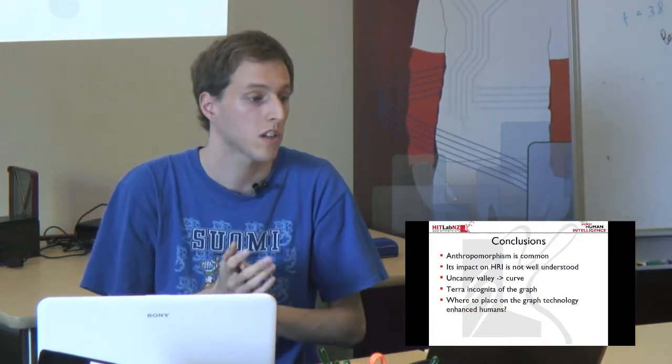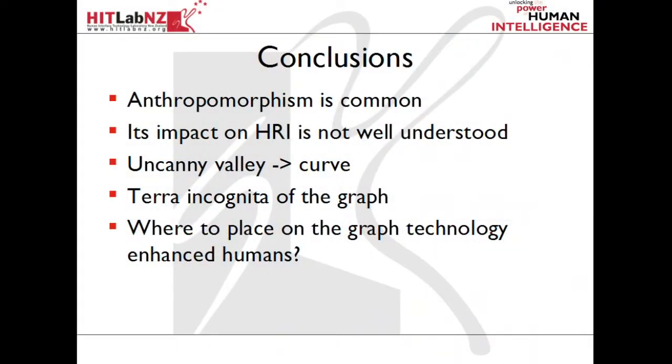So as a conclusion, anthropomorphism is a common phenomenon. Its impact on HRI, however, is still not well understood, in the sense of its relation to other aspects like eeriness, familiarity or likability of robots. We also propose that the uncanny valley should start being called the uncanny curve, as there is simply too little empirical evidence of the uncanny valley. And there is this terra incognita on the right-hand side of the graph. So if we really want to progress, we should probably find out whether there are any entities between the deepest point and the humans. And as proposed by us, we could use the studies of dehumanization for that.